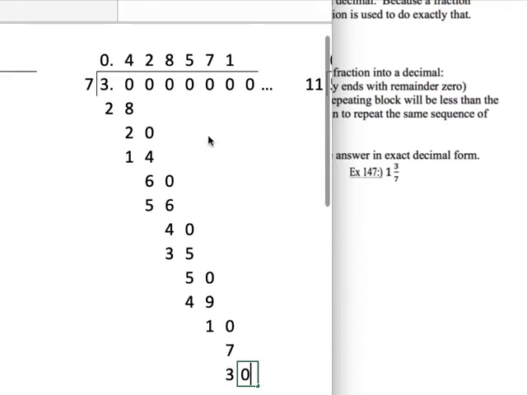And when we bring down the 0, we now are doing 7 into 30. We have done 30 before. We are going to start repeating at that point. So if we do the 30, we're going to get 4 again, this same 4 right here. And then after that, we'd end up with a remainder of 2. We do 20 and we get a 2. So it's going to be 4, 2, 8, 5, 7, 1, and it's going to repeat that.